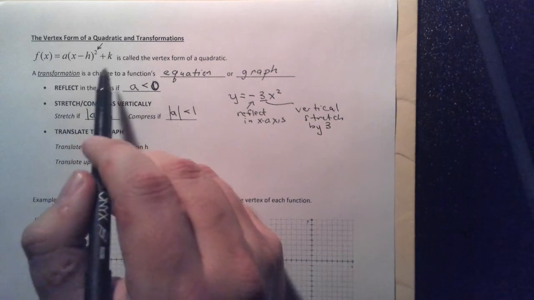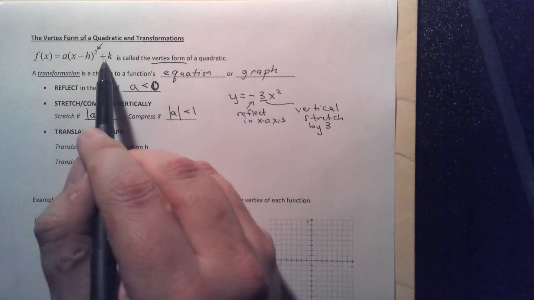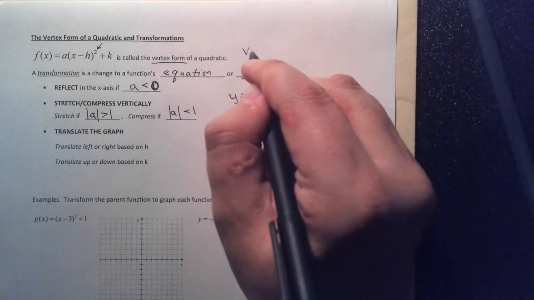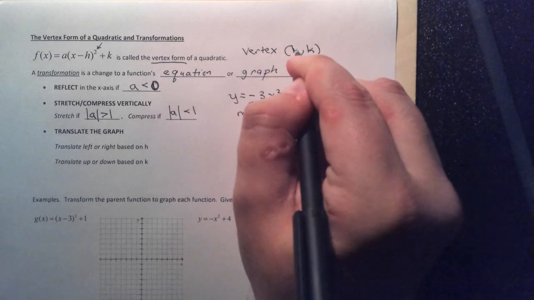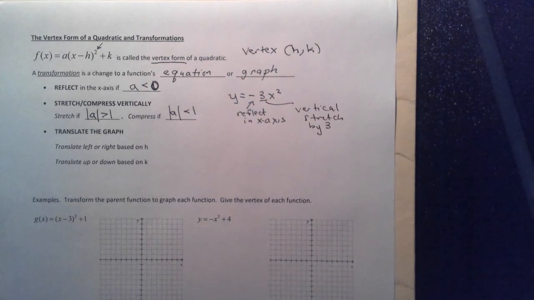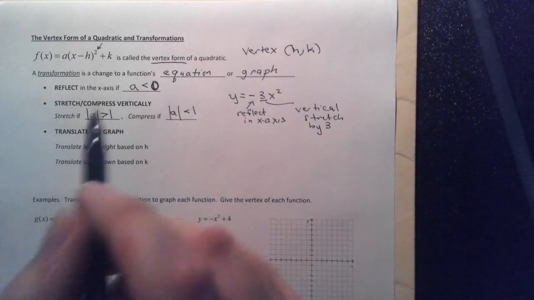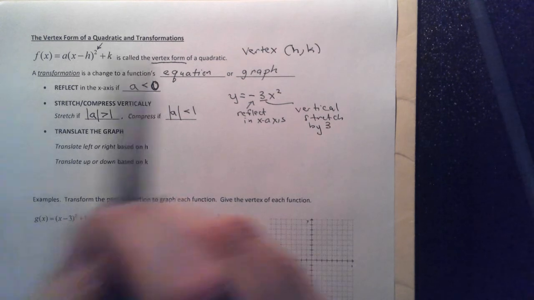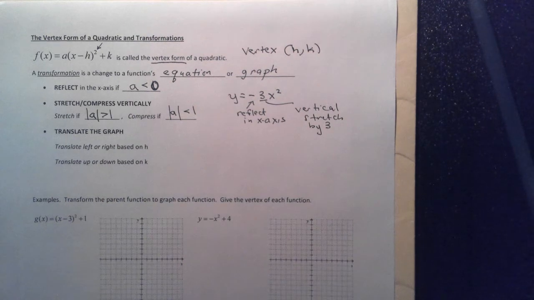It's called vertex form because it gives us the vertex. Notice I have minus h and plus k. Very important that that's minus and that's plus. My vertex is h and k. So if I wish to translate this graph, the vertex right here represents a translation. The parent function goes through the origin. The vertex translates the graph by h and k units in some direction.